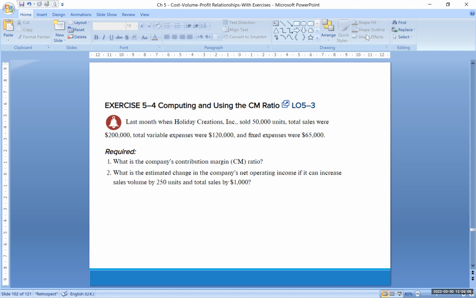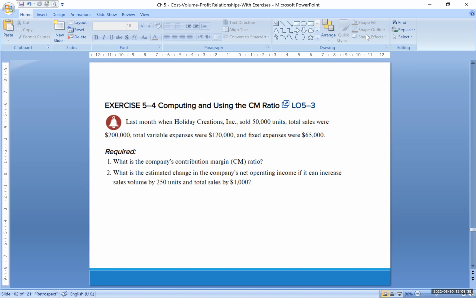Now, we don't have the contribution margin here. We have to calculate the contribution margin. Simply, the contribution margin is equal to sales minus the total variable costs. 200,000 minus 120,000 equals 80,000. This gives you the contribution margin as a total. So the contribution margin ratio will equal the contribution margin divided by sales, which is 80,000 divided by 200,000.